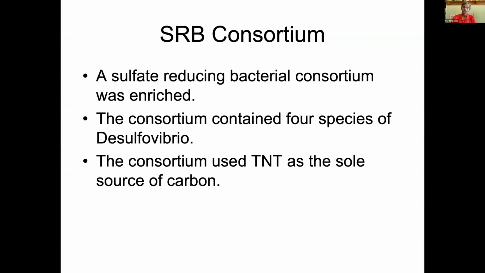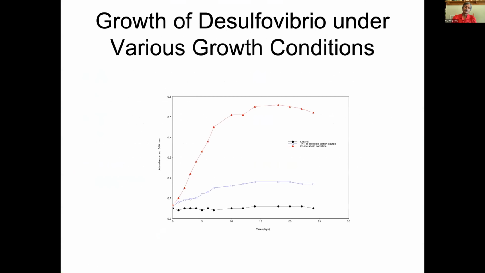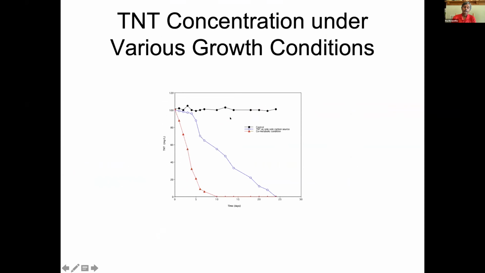So under anaerobic condition, we used the sulfate reducing method. We provided sulfate as electron acceptor and promoted the growth of sulfate reducing bacteria. And you can see when you have co-metabolic condition, the growth was better compared to when there is no carbon, where the contaminant is the only carbon available. So the growth was better when you have additional carbon source.